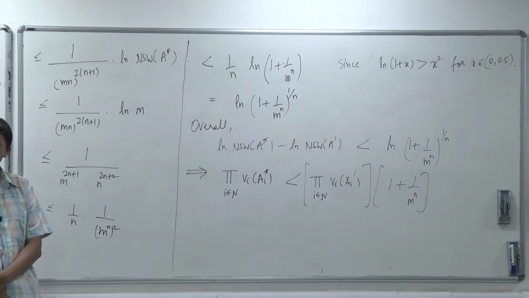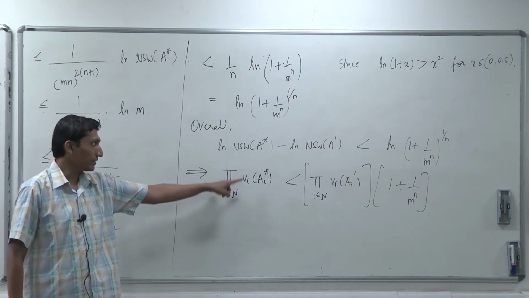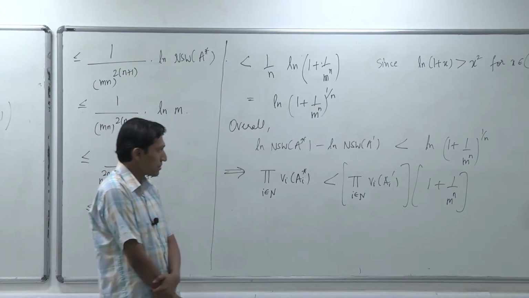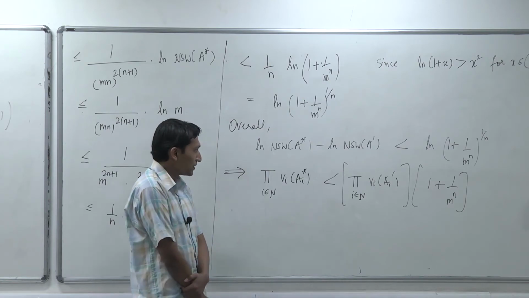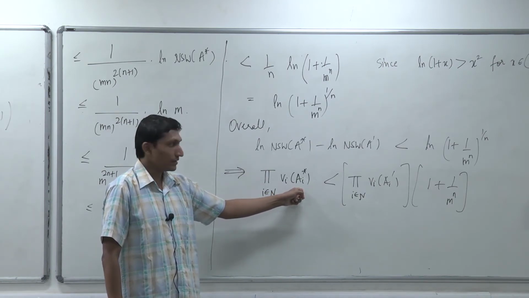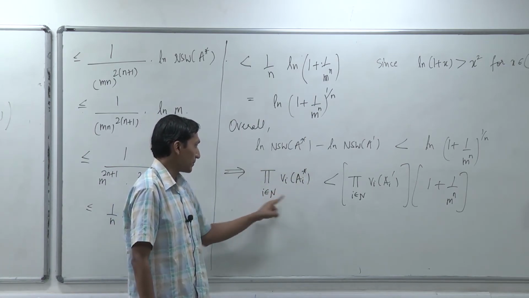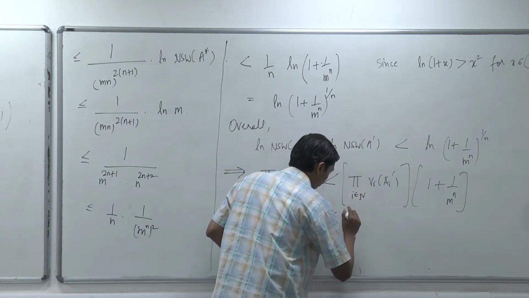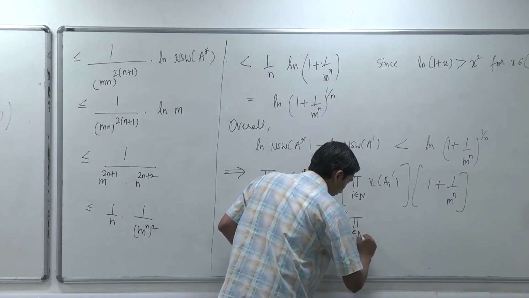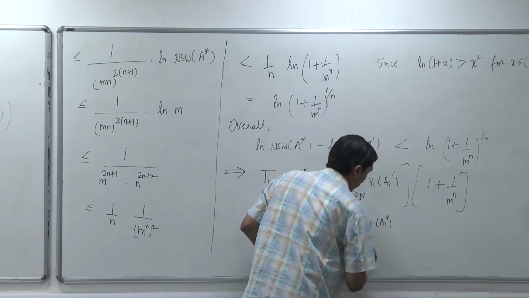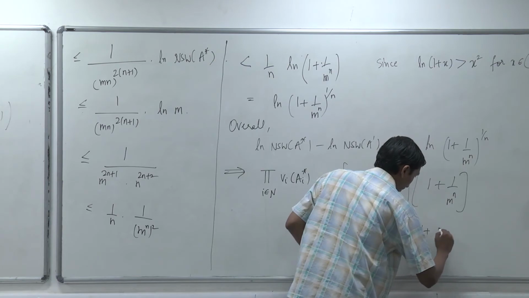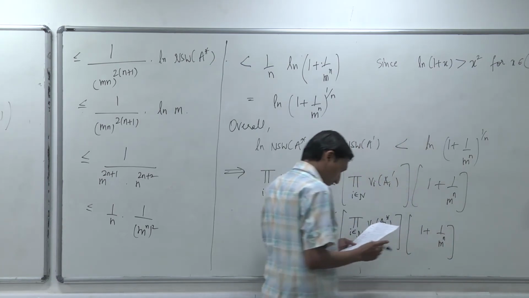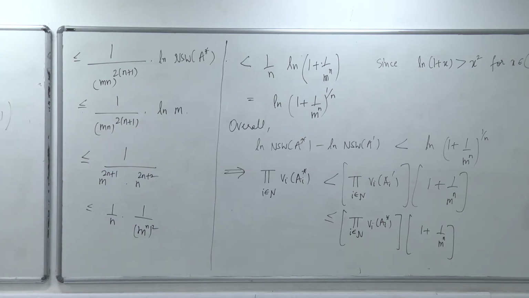Any questions so far? This is just the Nash product. Okay. All right. Now, by definition, A star is a Nash optimal allocation. So, the product for, so this term here dominates this term here. So, I can write, yes.